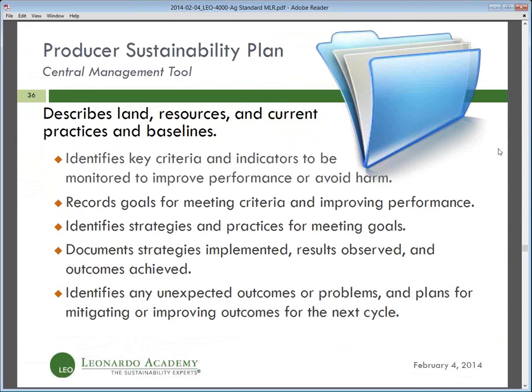The producer sustainability plan is a central management tool, and it brings together a lot of things that are required by specific items in the standard. It describes land, resources, and current practices, identifies key criteria and indicators to be monitored to improve performance, records goals for meeting criteria and improving performance, identifies strategies and practices for meeting goals, documents strategies implemented, results observed, outcomes achieved, identifies any unexpected outcomes or problems, and plans for mitigating or improving outcomes in the next cycle.